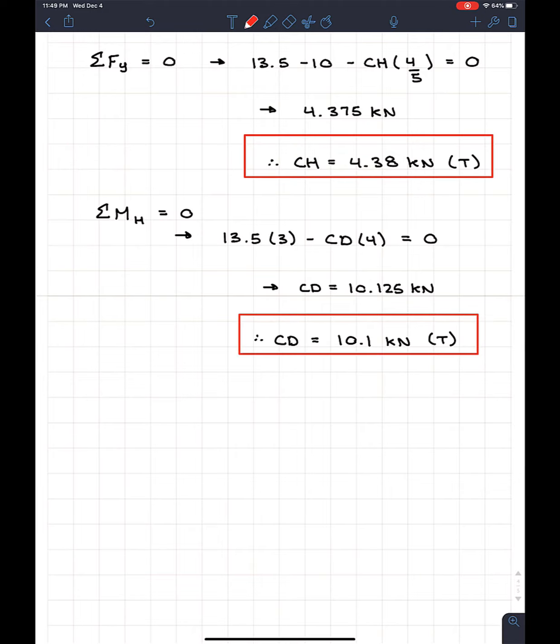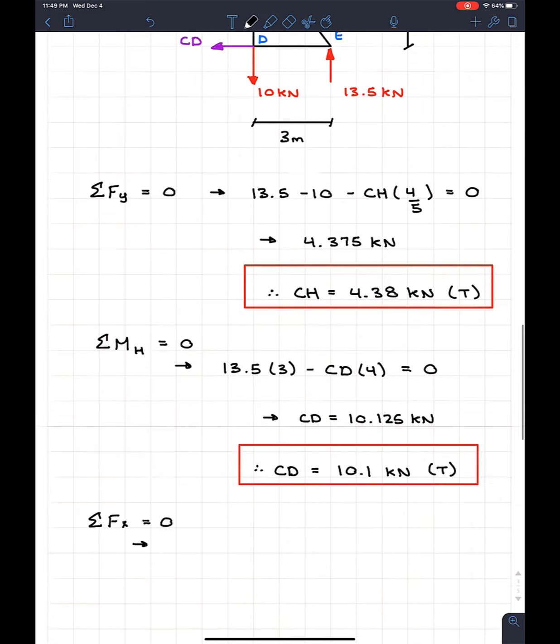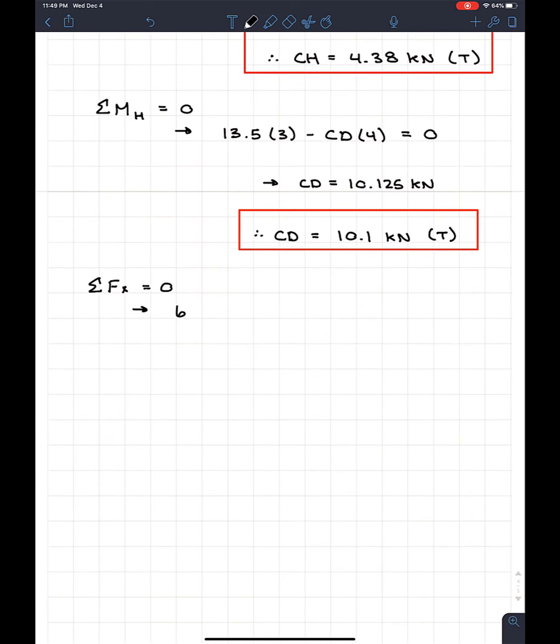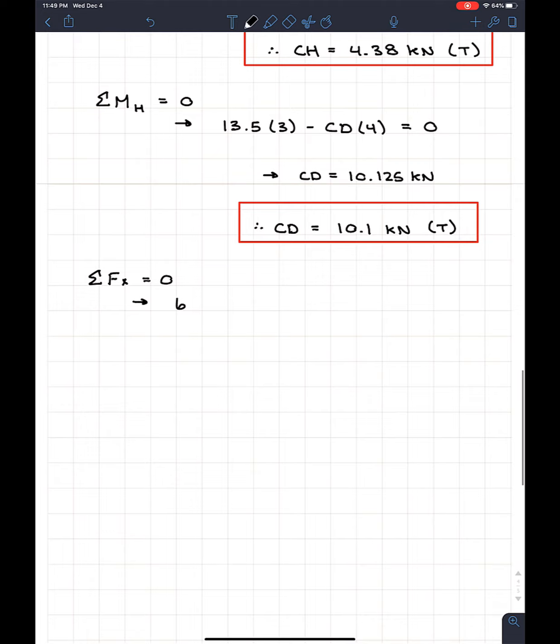We're good to go. So now we can go to our last equation, because originally it had 3 unknowns, but now we solve for 2 of the 3. It only has 1 unknown now, and that's sum of the forces in X must equal 0. So looking at this equation, we're just going to go kind of left to right, and at the very left spot we see that there's 4 of them. We're going to have 6 kilonewtons going to the right, so we're going to have 6. And then we have GH and CD both going to the left. So minus GH minus CD.